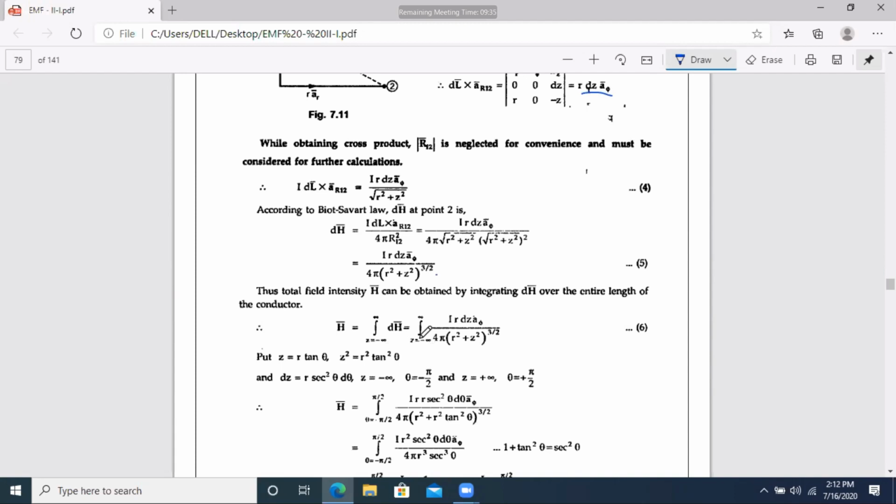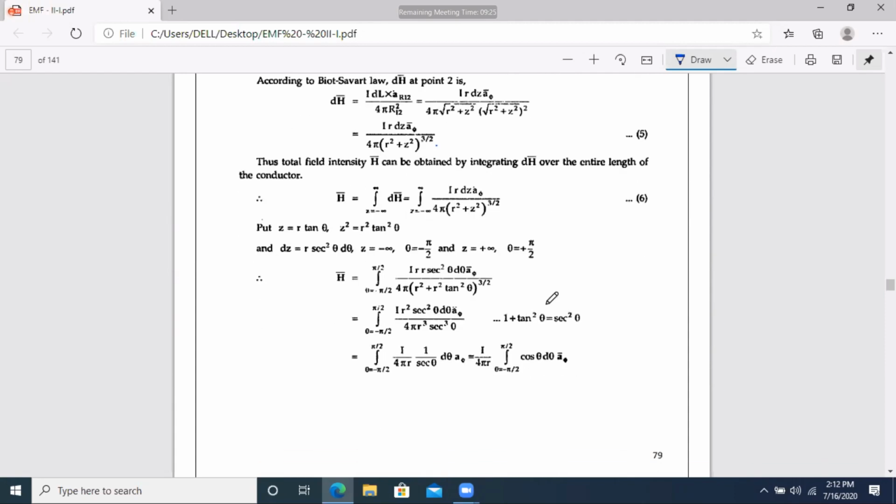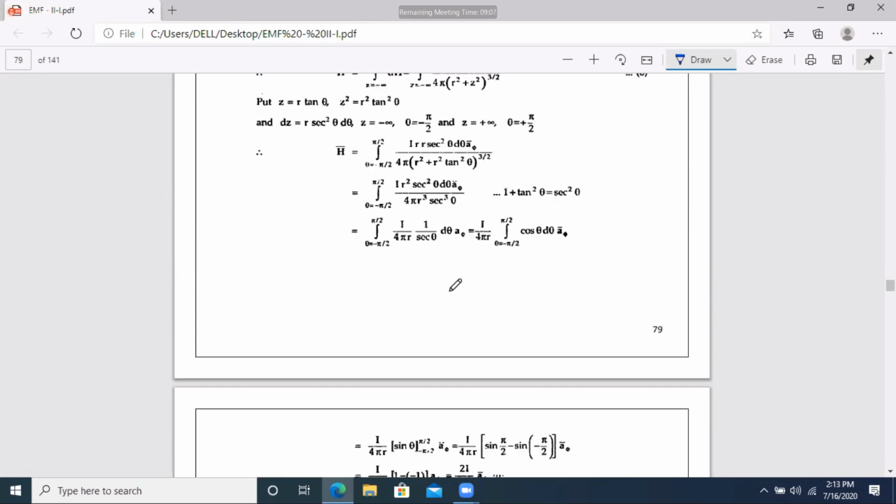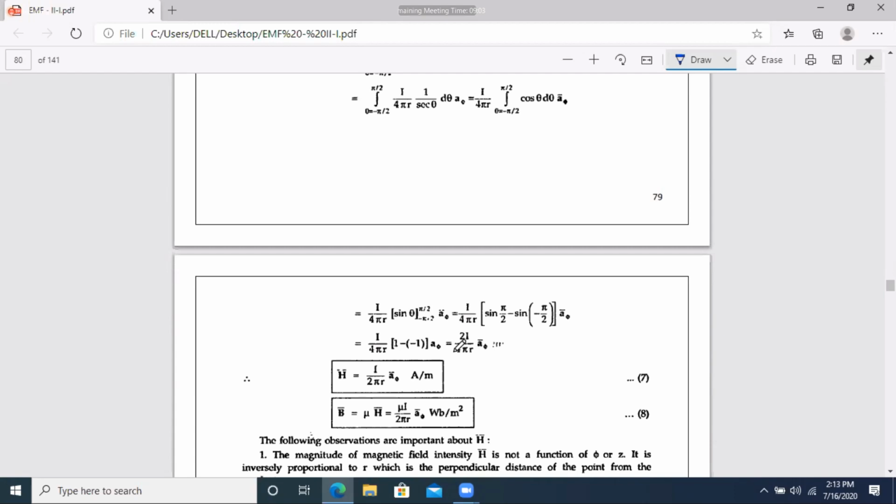So H is the integral from minus infinity to infinity. I guess this is the part that we skipped over, how to do this integral. Of course, your calculator does tell you, but this is how you do it. Giving your H is this.